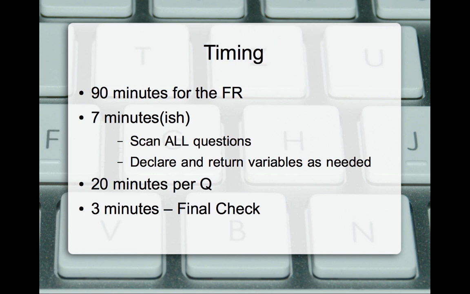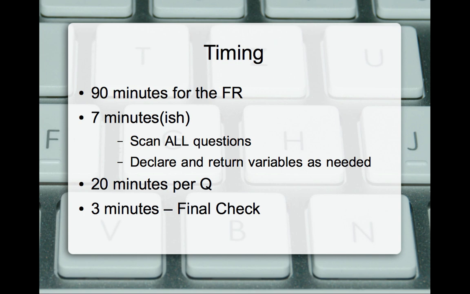The other thing this allows us is the chance to declare and return variables as needed for our methods, giving us a little bit of work ahead. If I have to have an int in this method, let me declare an int, assign a value, and return it right as we go through the test review itself.